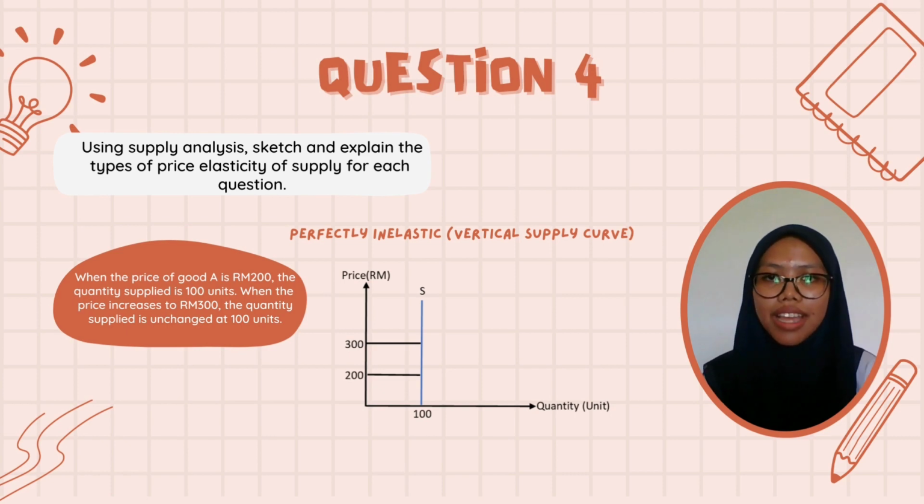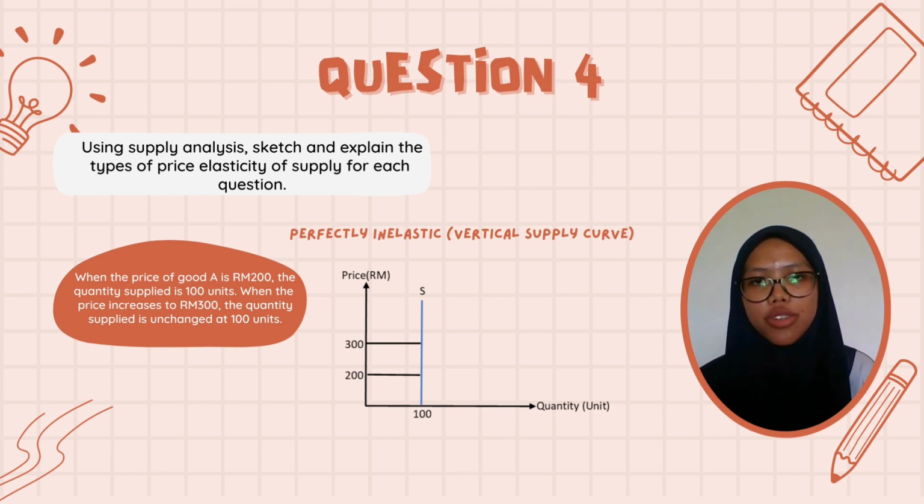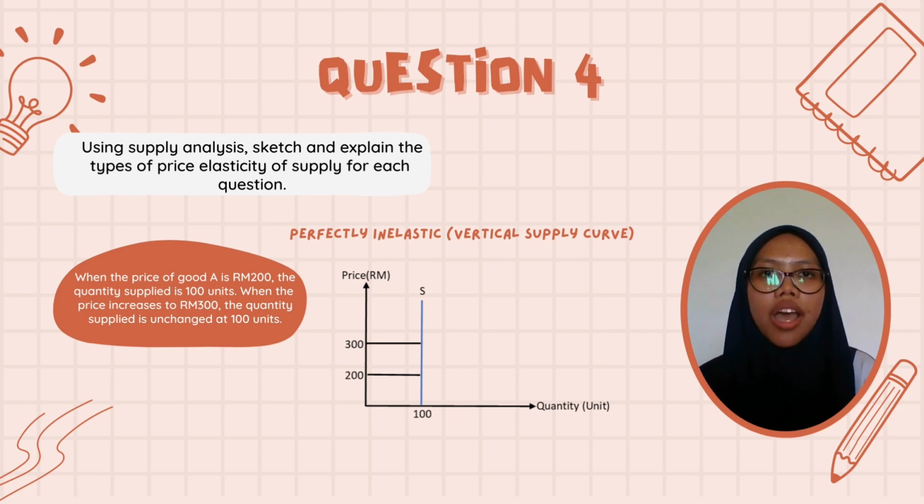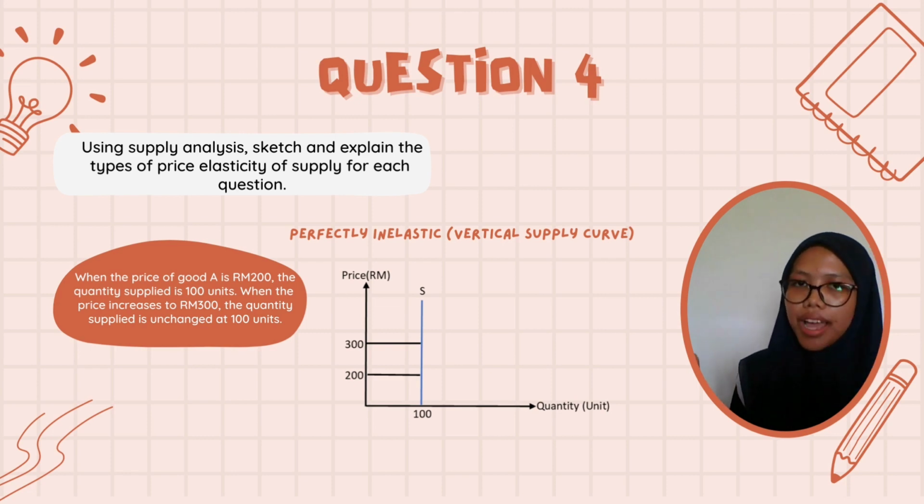Using supply analysis, sketch and explain the type of price elasticity of supply for each question. When the price of good A is 200 ringgit, the quantity supplied is 100 units. When the price increases to 300, the quantity supplied is unchanged at 100 units. So, the graph will show perfectly inelastic. That means the supplier will sell the same quantity of 100 units regardless of the movement of price, even when price increases from 200 ringgit to 300 ringgit. No matter how the price changes, the quantity supplied will stay the same. The curve is a vertical supply curve.